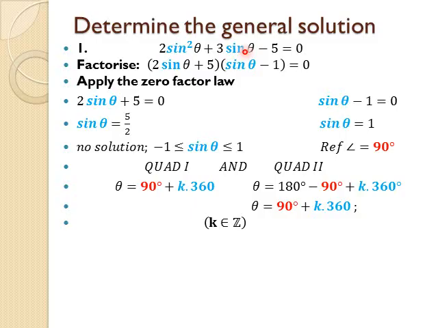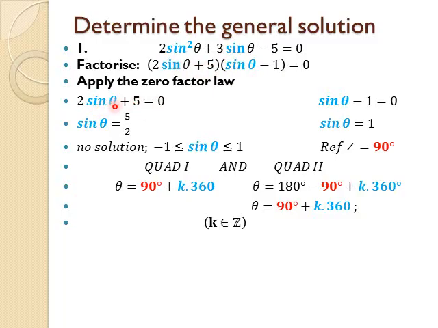To get to the middle term, 5 times sine theta gives me 5 sine theta. Minus 1 times 2 gives me minus 2. That 5 minus that 2 gives me a middle term of 3 sine theta, right? Now, if I apply the zero factor law, 2 sine theta plus 5 equals 0.